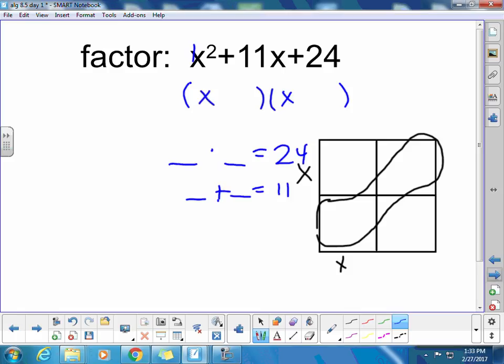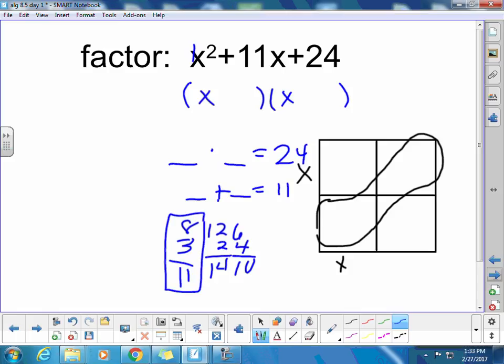So they're both going to be positive numbers. So I think of factors of 24. We have 6 times 4, but that adds together to give me 10, so that doesn't work. We have 12 and 2, but that adds to give me 14. That doesn't work. And we have 8 and 3, which adds together to give me 11. So those are the ones. Multiply together to give me 24, add together to give me 11. So I know x plus 8 and x plus 3 are my two factors.